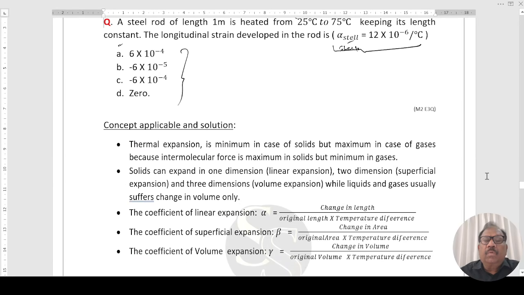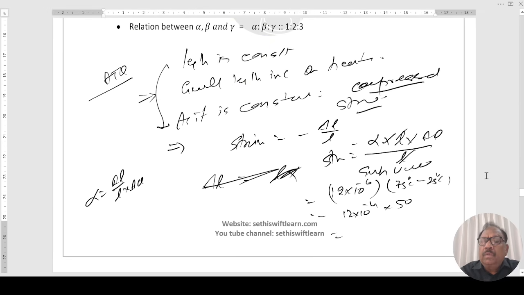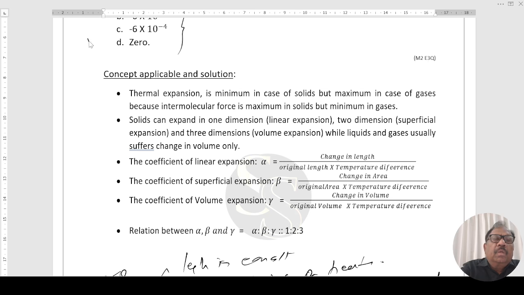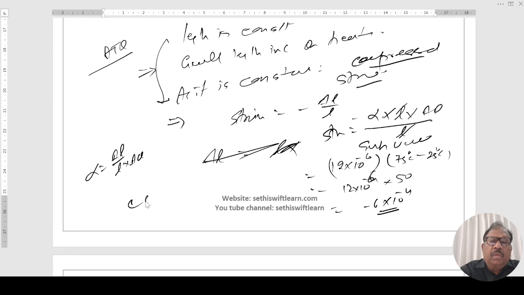Minus 6 into 10 to the minus 4. So minus 6 into 10 to the minus 4. This is the answer, right? So this comes out to be C option. C option is the correct option. Next question.